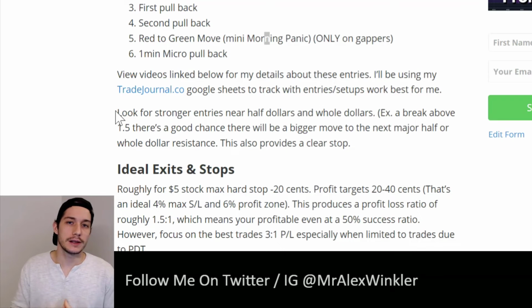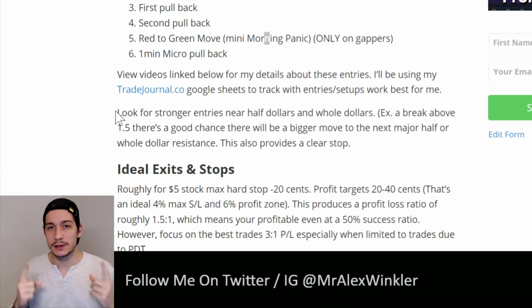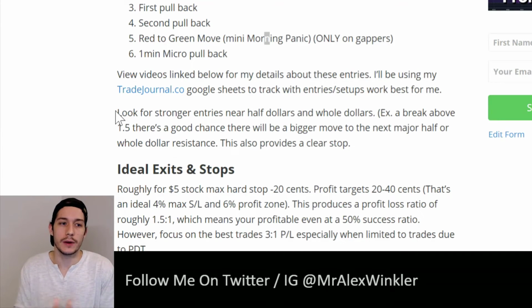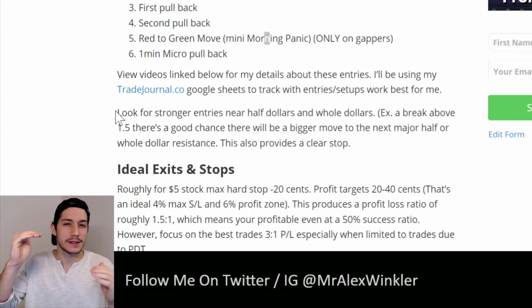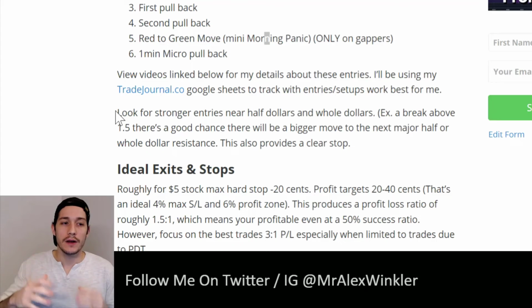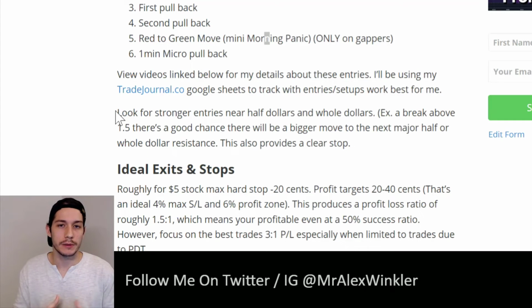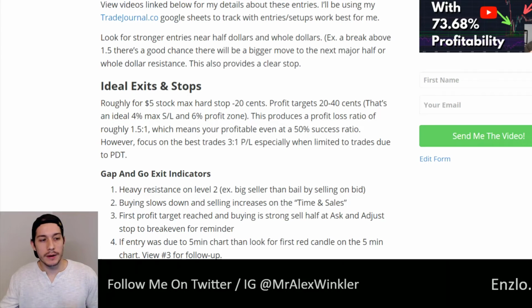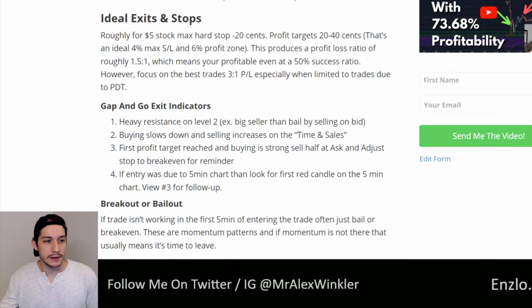Another really nice thing about those entries is that it provides you with a really clear stop. So let's say you entered at 5.55 and then the price is starting to get weak, starting to sell off. If the price breaks 5.5, you want to get out of that trade. So maybe around 5.45 or something like that, that's where you can have your stop to be ready to get out.